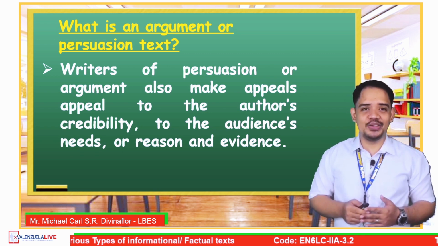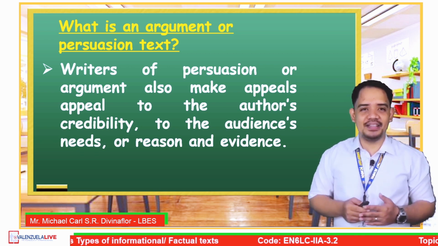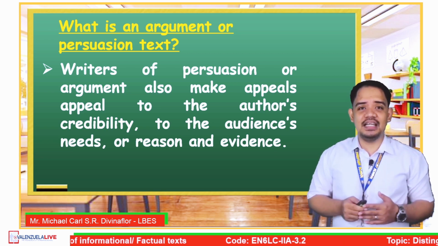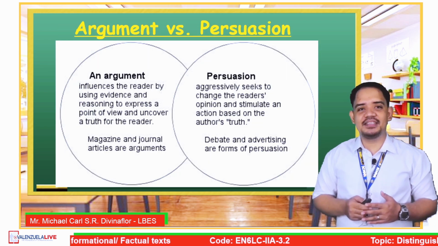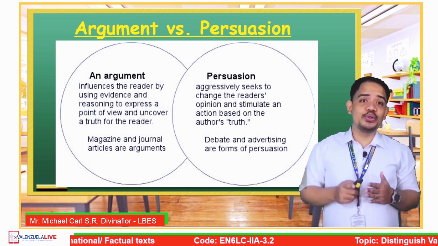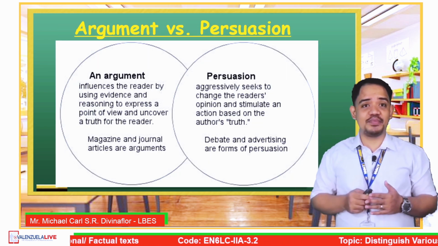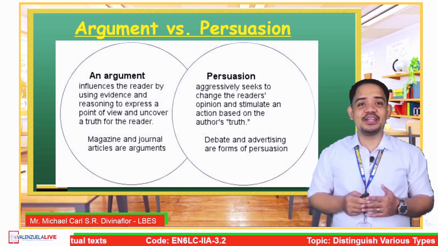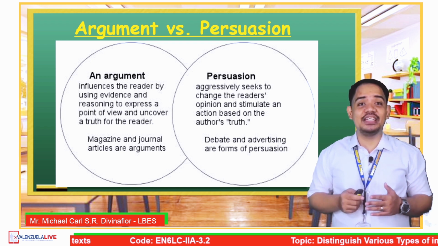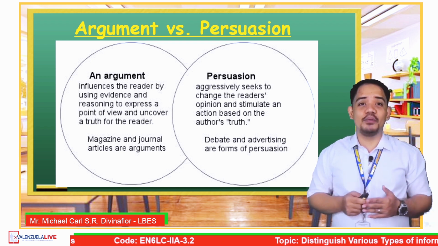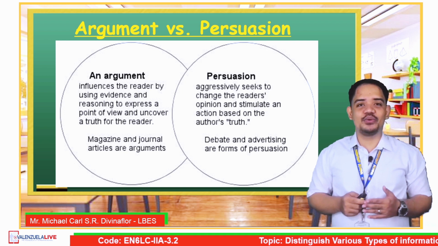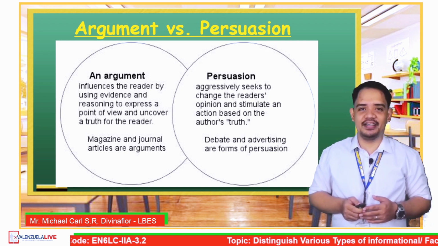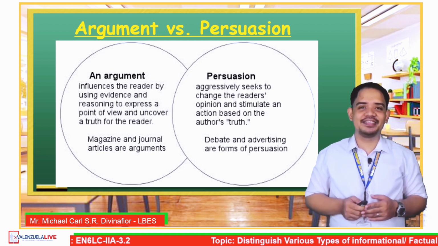Writers of persuasion or argument also make appeals: appeal to the author's credibility, to the audience's needs or reason, and to evidence. By the way, do you know what's the difference between argument and persuasion? An argument influences the reader by using evidence and reasoning to express a point of view and uncover the truth for the reader. Texts in magazine and journal articles are usually arguments.